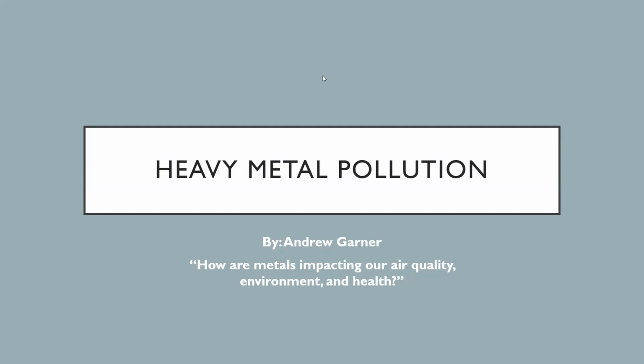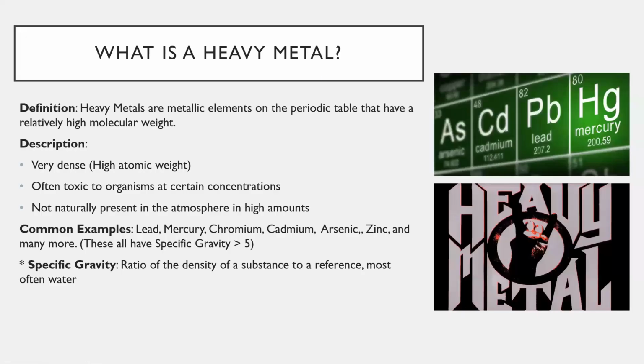So, what is a heavy metal? A heavy metal is a metallic element on the periodic table that has a relatively high molecular weight. To describe those further, they're very dense, so they've got a high atomic weight. They're often toxic to organisms at certain concentrations, especially when they're consumed or inhaled as dust or in their gaseous form.